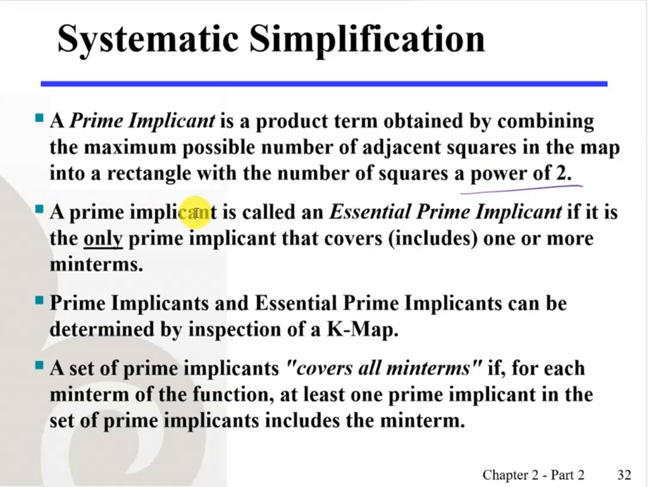We call a prime implicant an essential prime implicant if it's the only prime implicant that covers or includes one or more minterms. So we have prime implicant, and then essential prime implicant. Prime implicants and essential prime implicants can be determined by inspection of a K-map. We will see it shortly. A set of prime implicants covers all minterms if for each minterm of the function at least one prime implicant in the set includes that minterm.